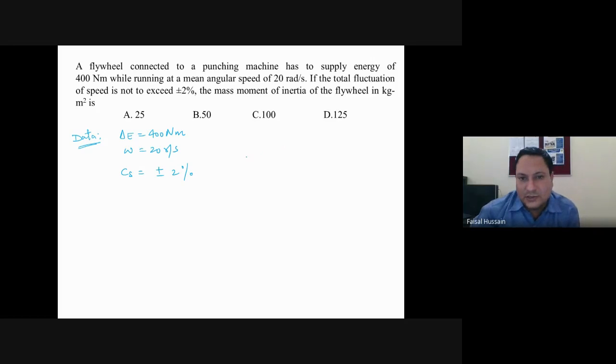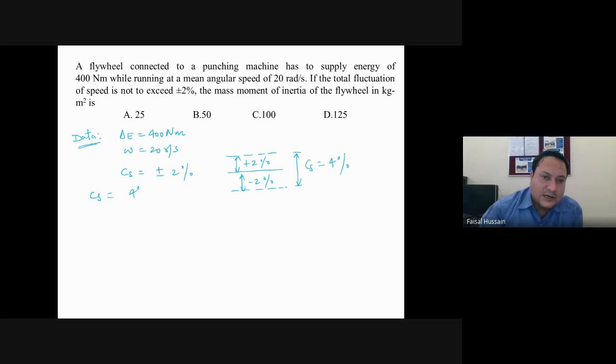Now what is plus minus 2%? See, this is your mean. Here fluctuation is plus 2% and here fluctuation is minus 2%. So total fluctuation will be 4%, so CS will be 4%. Plus minus means above the mean value it is plus and below also. This is your mean speed. So above the mean speed there is 2% fluctuation, and below the mean speed also. Total 4%, 4% means 0.04. And what we have to determine? We have to determine I.